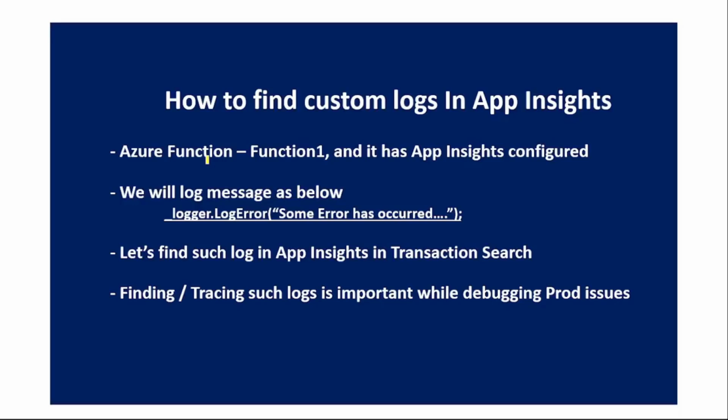Hello guys, in this video let's study how we can find custom logs in App Insights. So we have an Azure function, that is function 1, and it has App Insights configured. Then we will log a message in this function 1 as below, that is logger.LogError, some error has occurred. And let's find such a log in App Insights in transaction search. And guys, finding or tracing such logs is important while we are debugging production issues.